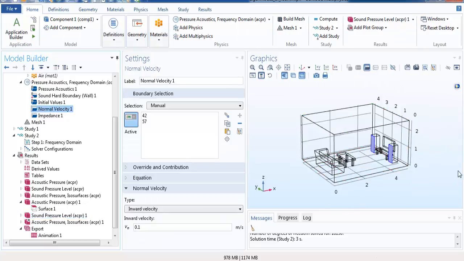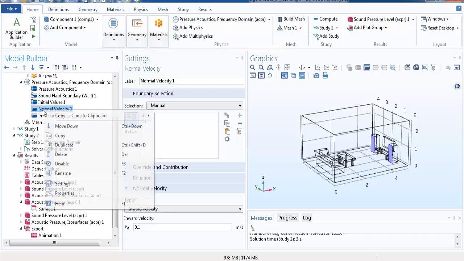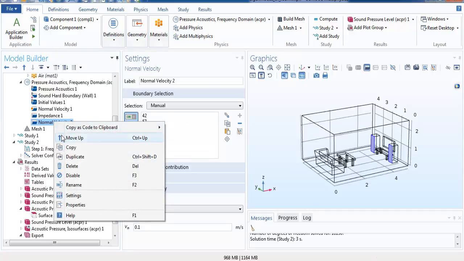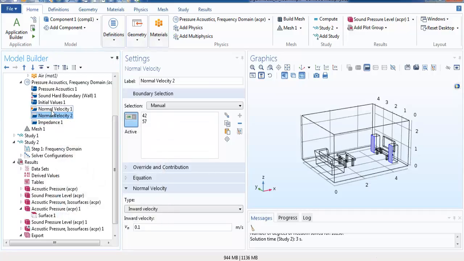But my two loudspeakers are vibrating in phase. We get a very different sound field if they were out of phase, but I can't do that with this single node. But remember, any node with a number after it, you can have another one like it. So I could select create another one from the physics tab. What I'm going to do instead is right click on it and select duplicate. And because the impedance wall is down here, I'm also going to right click on this one and just move it up. So I've got my two normal velocity nodes next to each other.